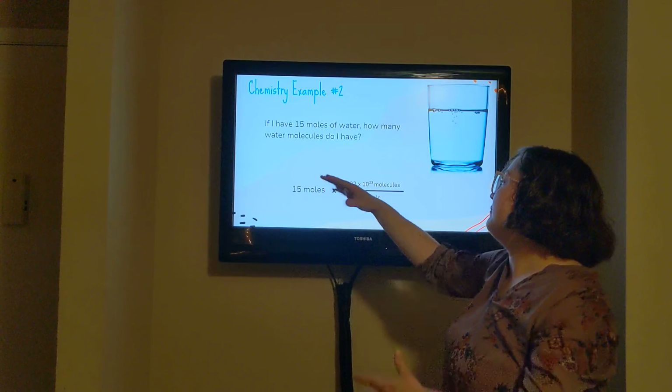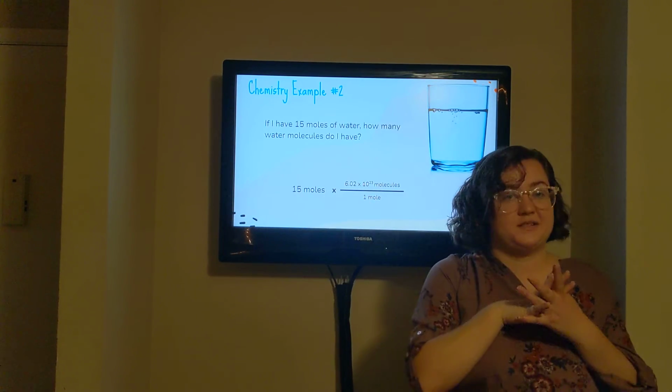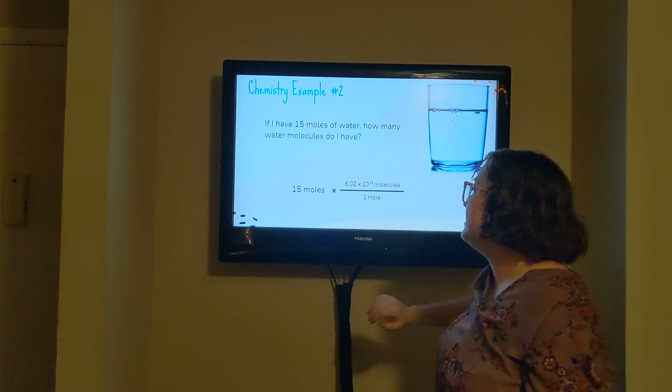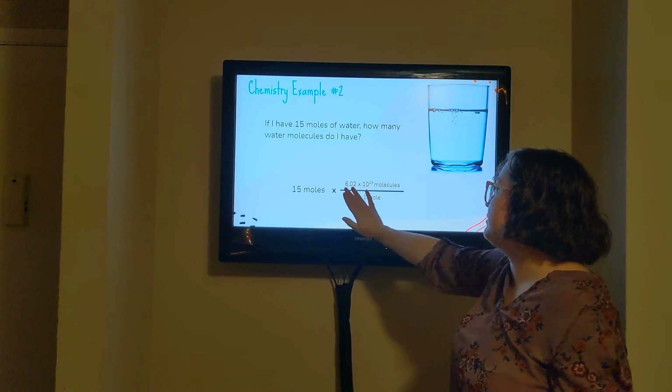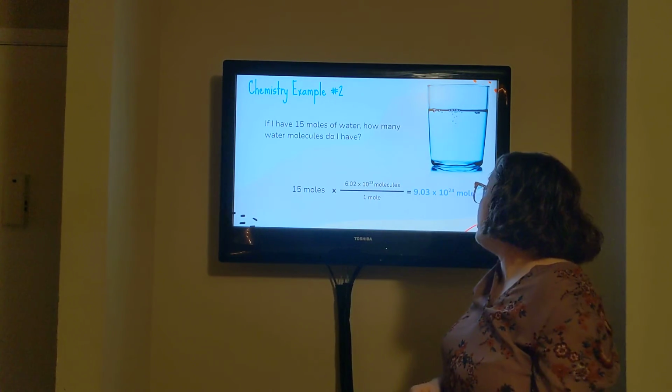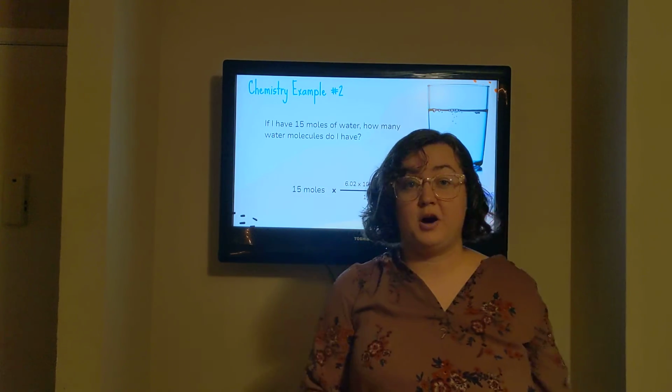So again, we'll have that, and this time we just have to multiply across. Remember, we don't have to do any dividing because the mole is on the bottom. So 15 times 6.02 times 10 to the 23rd is 9.03 times 10 to the 24 molecules.